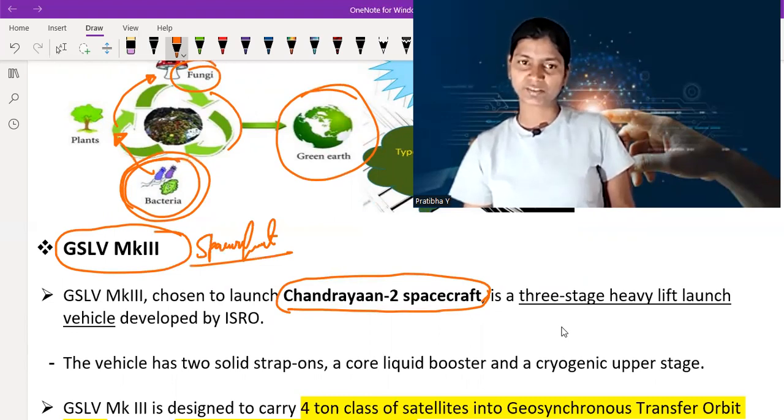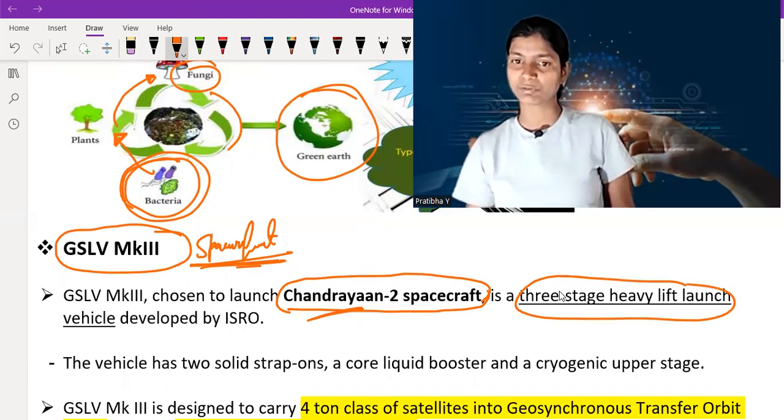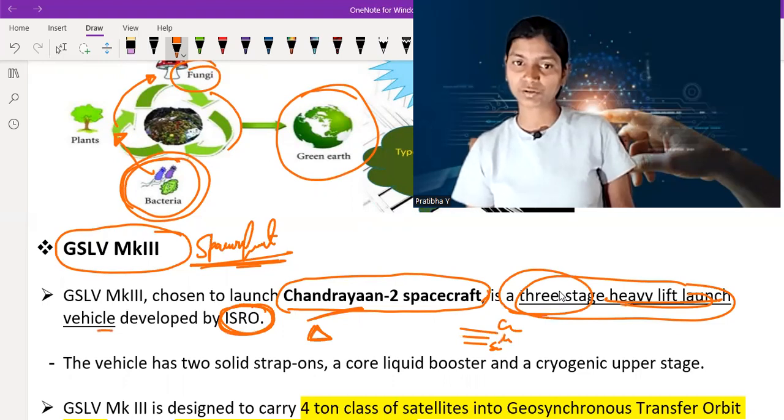It is chosen to launch Chandrayaan-2. It is a three-stage heavy lift launch vehicle. That means three stages: solid, liquid, cryogenic. And heavy lift launch vehicle means the payload is heavier in range, and it is developed by ISRO. Remember, three-stage heavy lift, developed by ISRO.